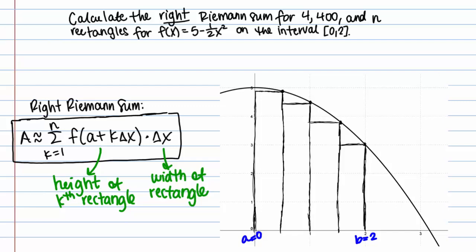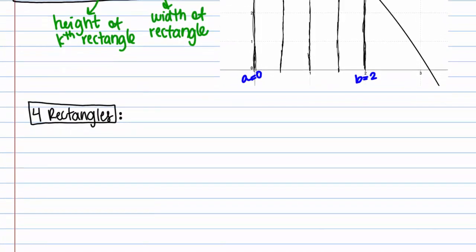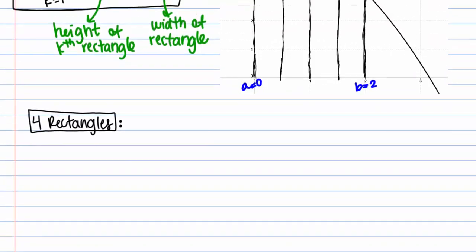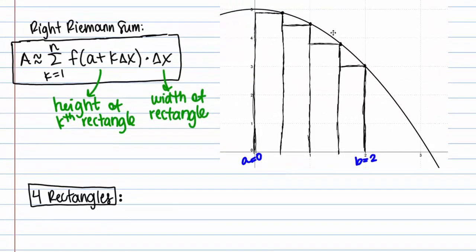Okay, so let's start by doing this for 4 rectangles. And I've illustrated this case here. So here I have 4 rectangles. I'm going from a equals 0 to b equals 2, 4 rectangles. And it's a right Riemann sum because the height of the rectangle is given by the right endpoint, which is at the function height.